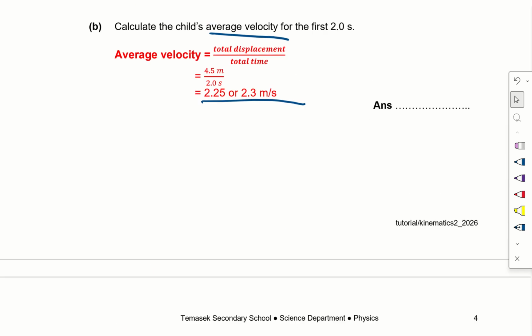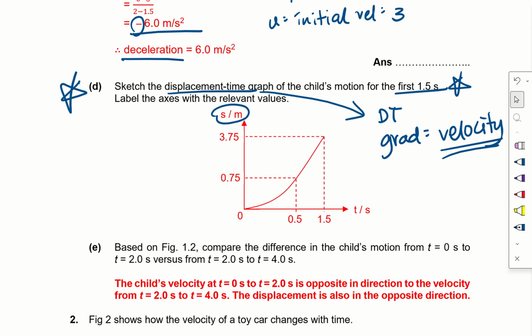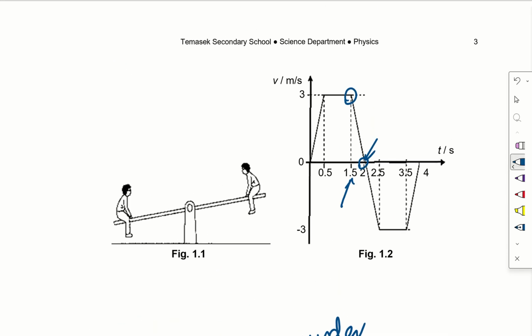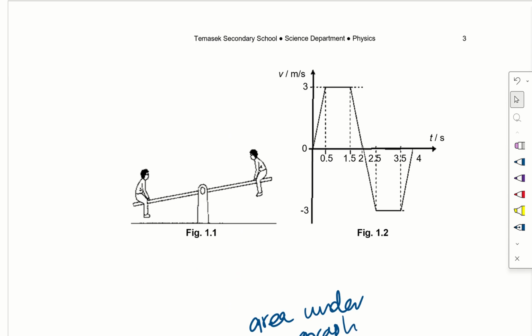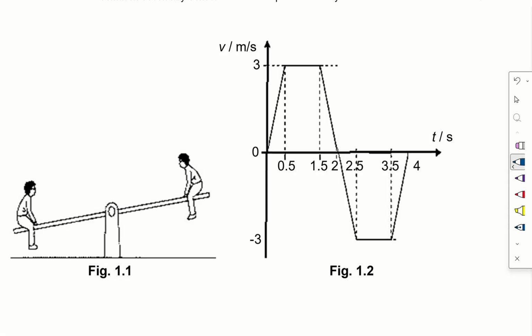So let's take a look at the first 1.5 seconds. For the first 1.5 seconds, we find that the velocity is increasing, right, from 0 to 3. We can also calculate the displacement, right? Calculate the displacement.